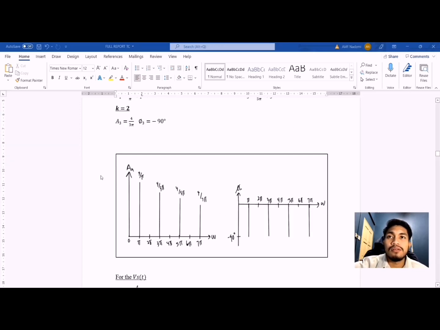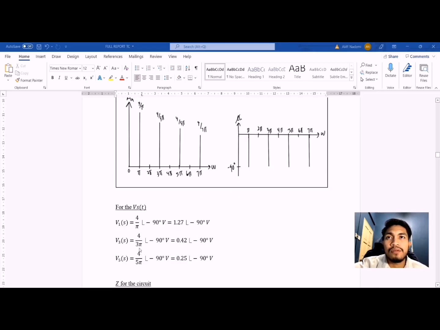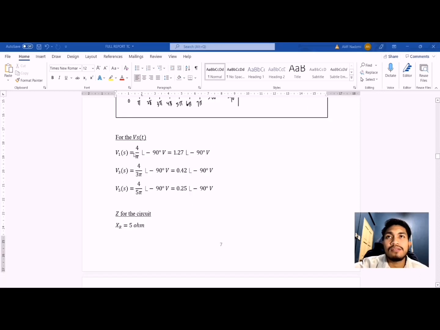So this is the spectrum that we have drawn, for An and also theta n. For the Vs(t), V1s is equal to 4 over pi angle of negative 90 degrees volt, which is equal to 1.27 angle of negative 90 degrees volt. So here for the V3s and also the V5s.